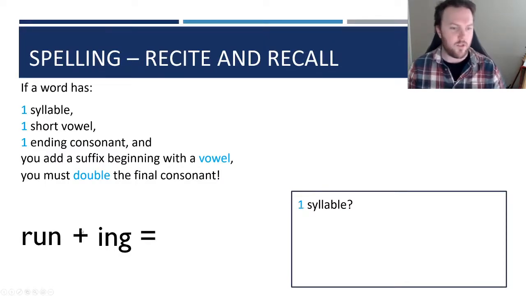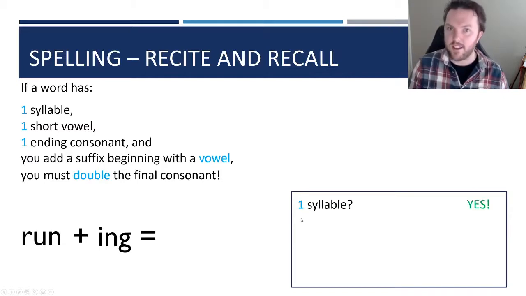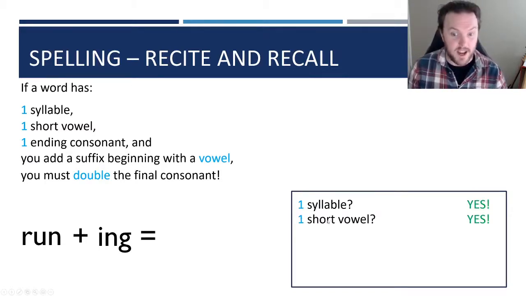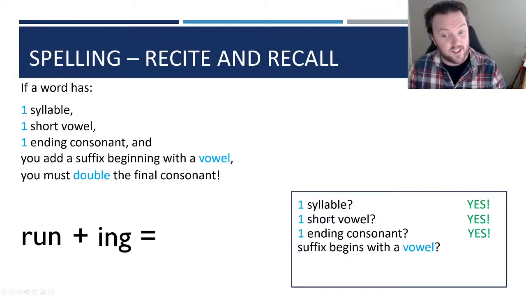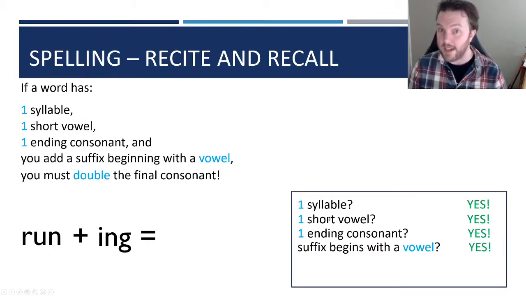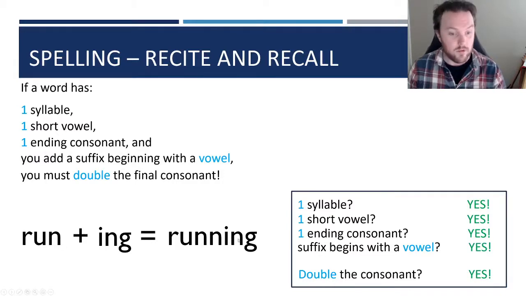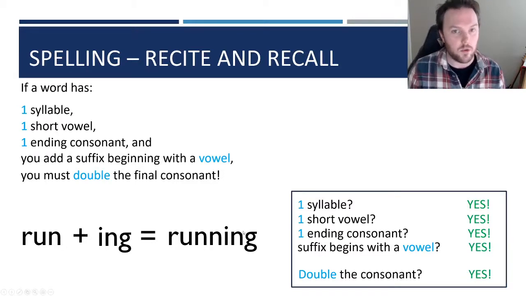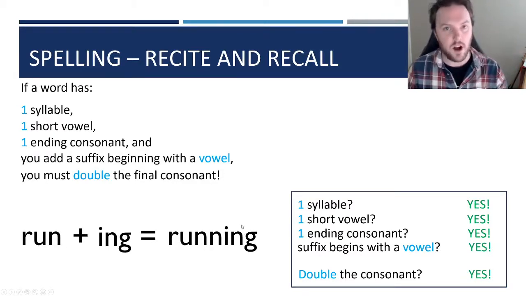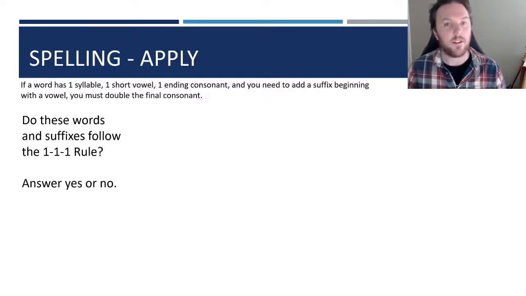1 syllable, we're referring to run. 1 syllable, yes, they would say. 1 short vowel, yes. 1 ending consonant, yes. Suffix begins with a vowel, yes. So do we double the consonant? They would say yes. So we have running there with 2 ends, and we would spell through the word. So they're recalling what they've just recited. Then finally the apply slide.